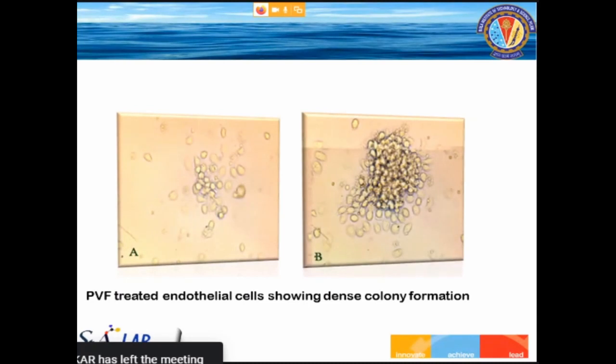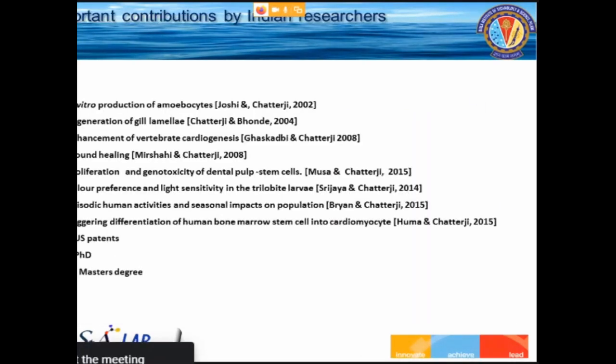If you see, these are endothelial cells. Plate A is endothelial cells at a wound site, and plate B is endothelial cells which have been formed after addition of PVF at the wound site. There are several contributions by Indian researchers, and I would say several contributions by Dr. Chatterjee as well. So these are some of the things that have been done over the years.